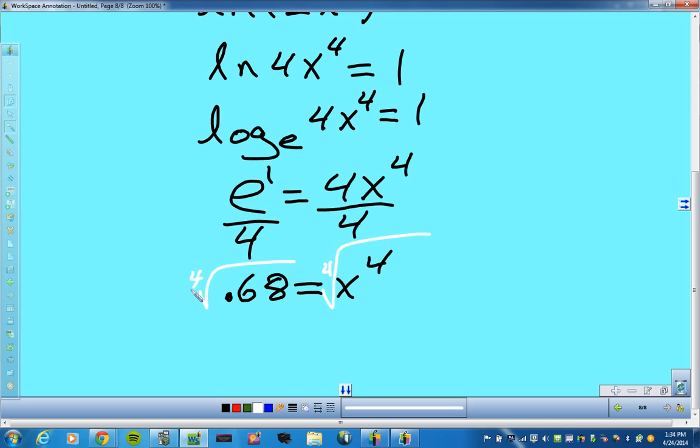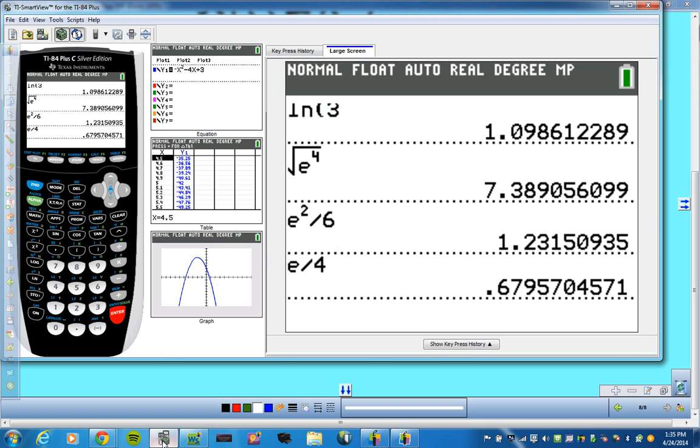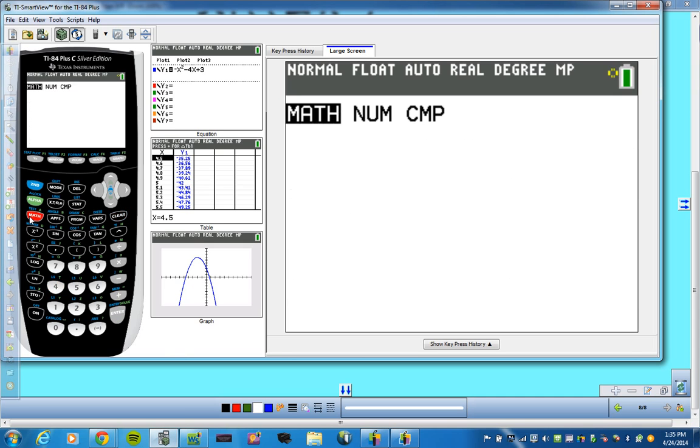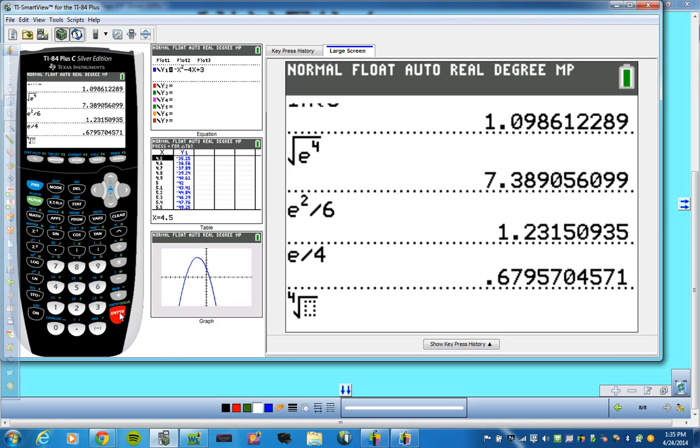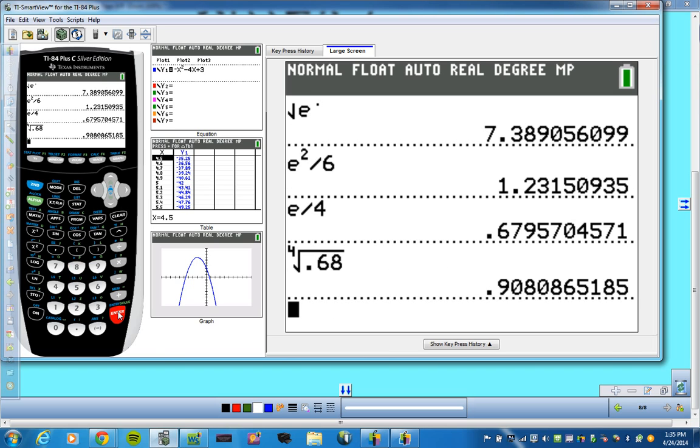So we're going to take the 4th root of 0.68. So we do that by hitting 4 first, then math, and we're going to go down to number 5. And then we're going to do 0.68. Not 4. 0.68. See what it is, Jeff?